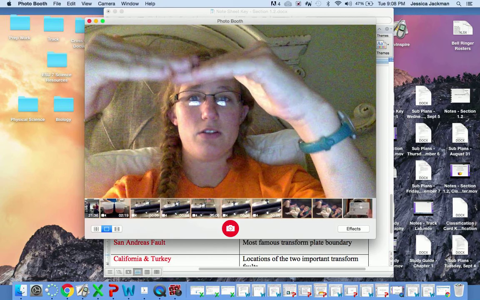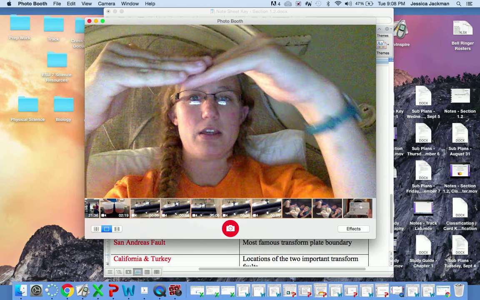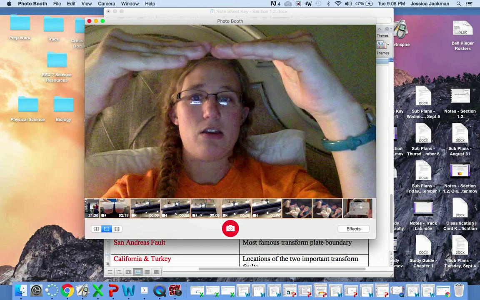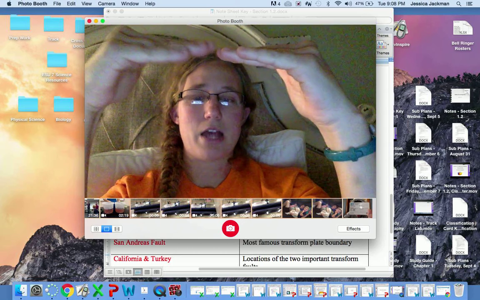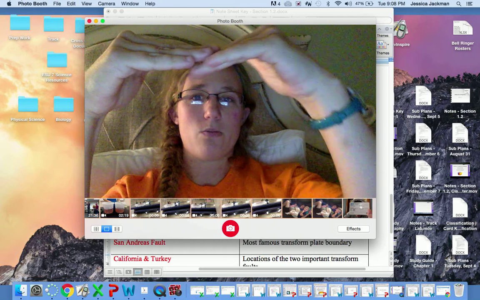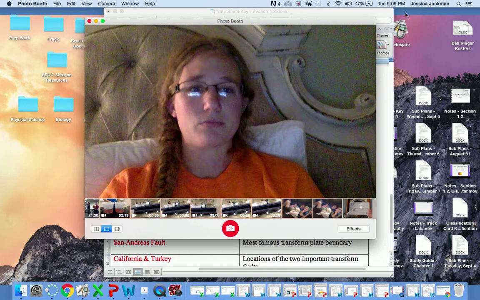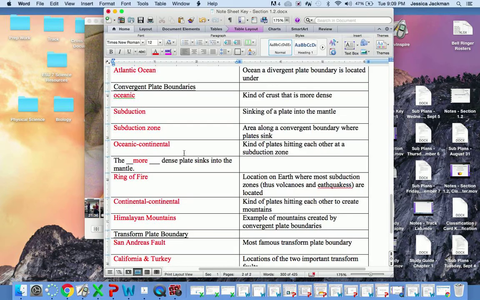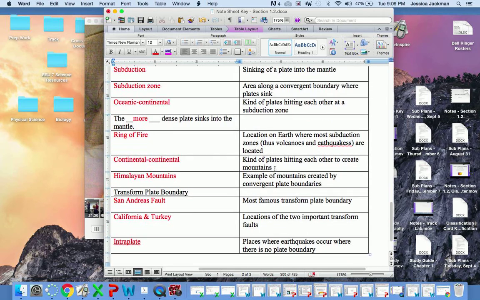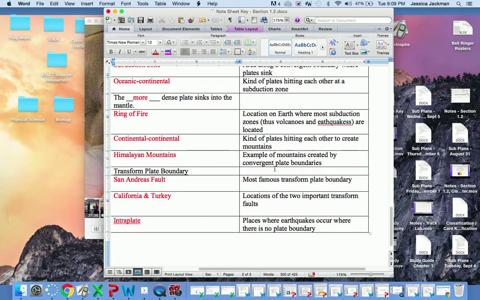Okay, so if you do this with your fingers, a subduction zone is like this. You have your continental, your less dense plate up here, and then your more dense oceanic crust is sinking down below. Okay, so oceanic and continental, those are the kinds of plates that are hitting each other at a subduction zone. The more dense plate sinks into the mantle.